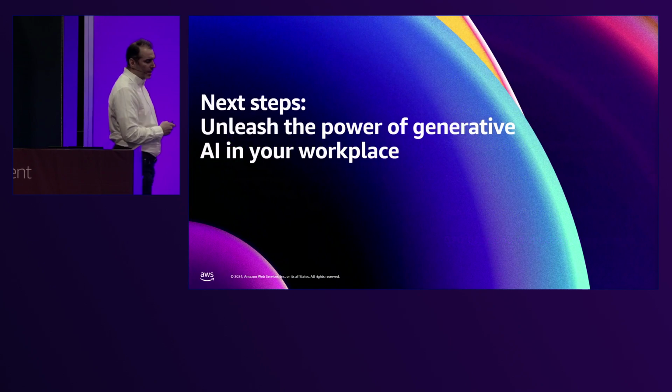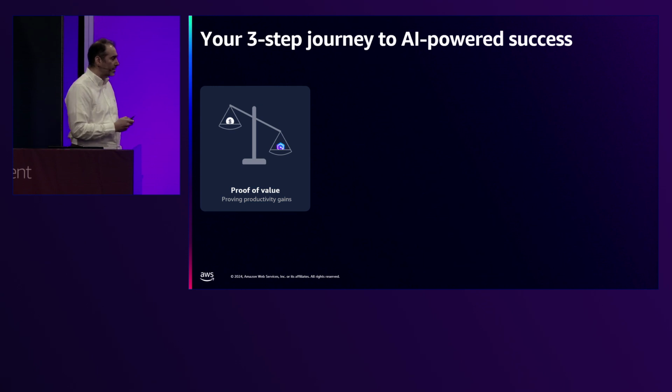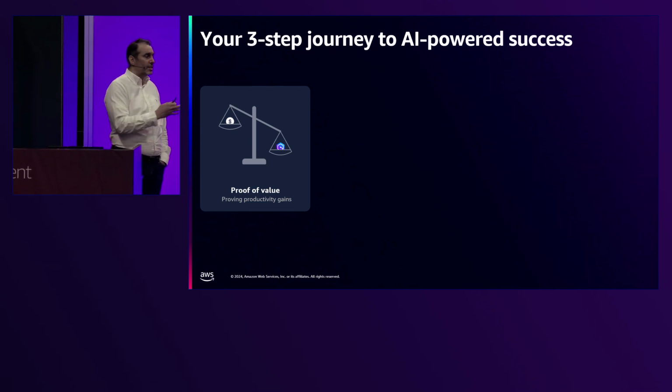So next steps, how do we move forward? How do we try out these solutions and services? It's a three-step process. The first one is that it's best to do a proof of value to assure that this is meeting your requirements.